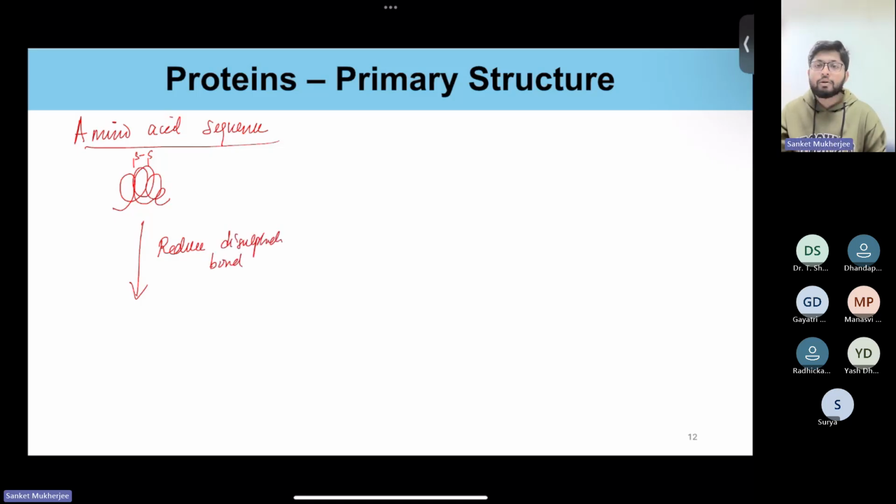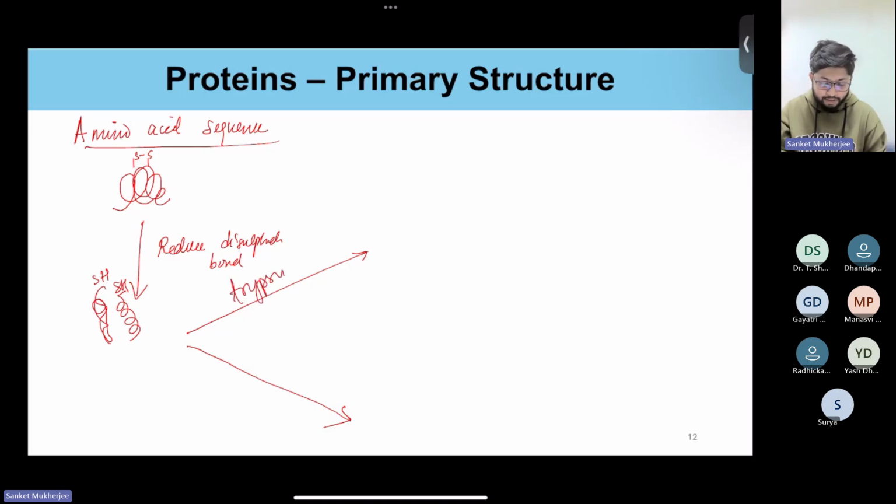Because disulfide bonds will interfere with the sequencing reaction. And once these disulfide bonds are reduced, it will look something like this, SH, and another will be like this, SH. This is just a rough cartoon. Please don't judge me for this. But anyway, then we will perform proteolytic cleavage with, let's say, different kinds of reagents.